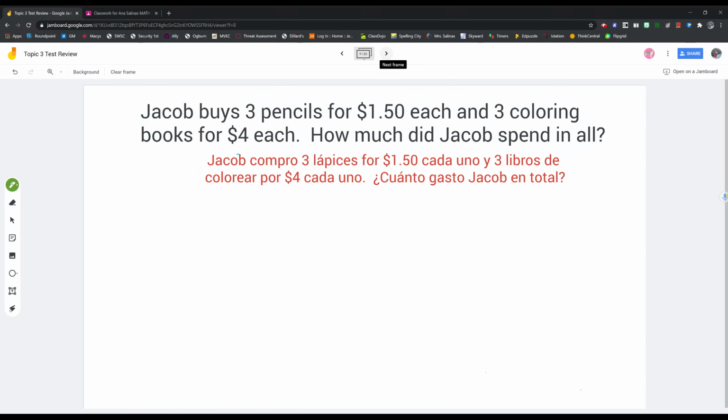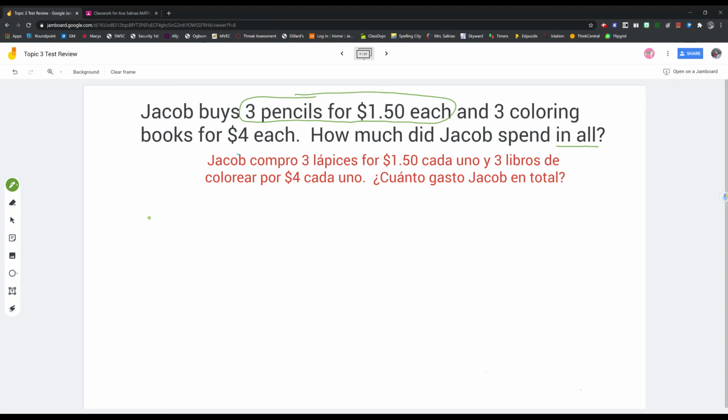Jacob buys 3 pencils for $1.50 each and 3 coloring books for $4 each. How much did Jacob spend in all? So in all tells us it can be addition. In this case, it's actually multiplication, or you could also solve through addition. I'm going to use multiplication. So 3 pencils for $1.50 each.